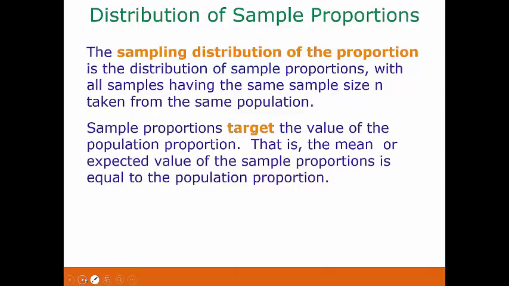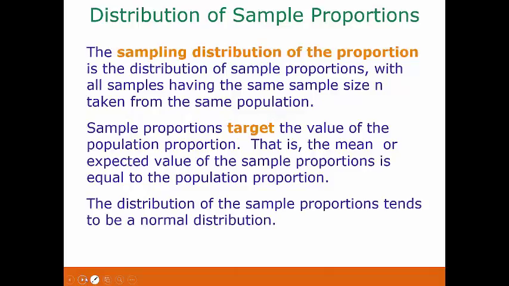Sample proportions target the value of the population proportion. That is, the mean or expected value of the sample proportions is equal to the population proportion. The distribution of the sample proportions tends to be a normal distribution.